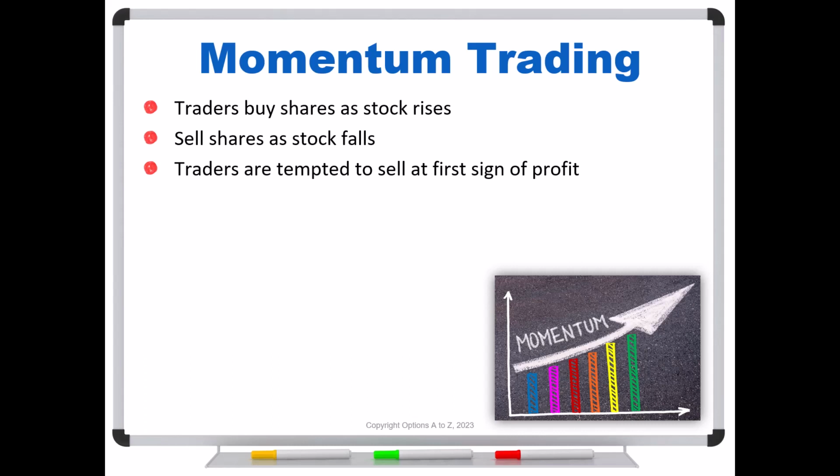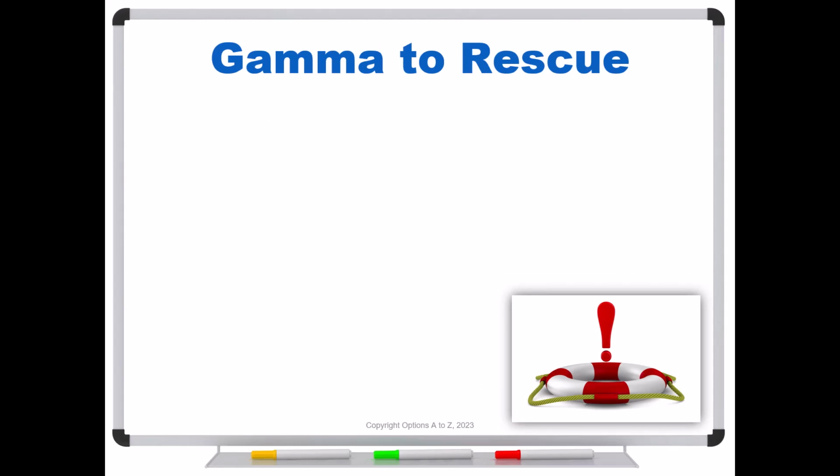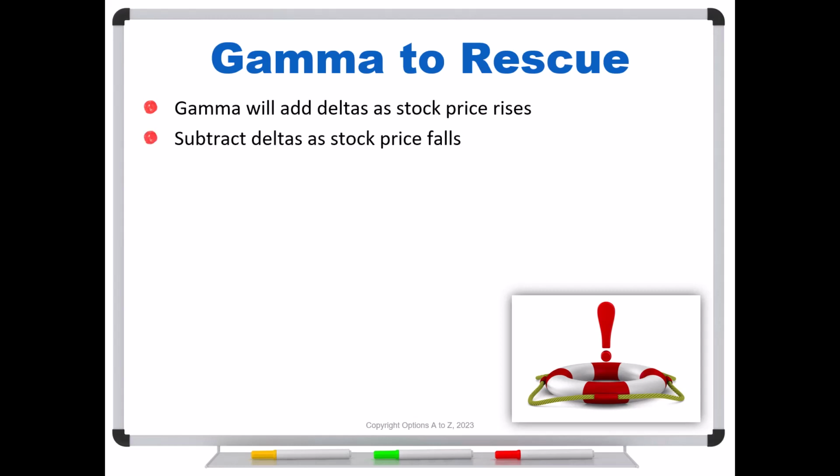Or the stock comes down, and instead of selling the shares, they say, I'm really reluctant to sell because otherwise I'm going to be locking in a sure loss. Let me wait and see what the stock does. Or worse yet, let me buy some more shares to average down. So they end up doing the exact opposite of what they intended. Well, this is a good setup where gamma can come to the rescue. As we found out, gamma will add deltas as the stock price rises, and it will subtract deltas as the stock price falls. And this is exactly what momentum traders want.